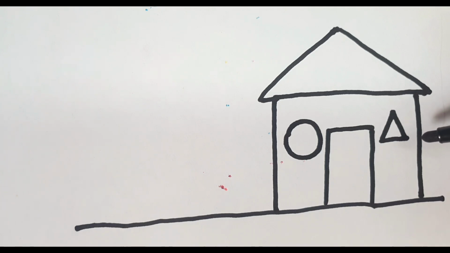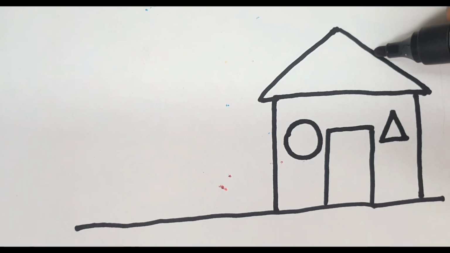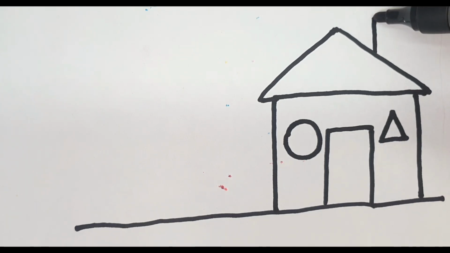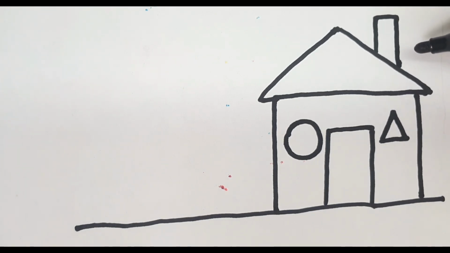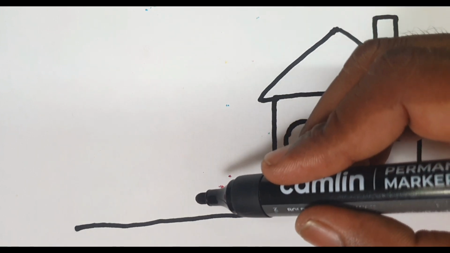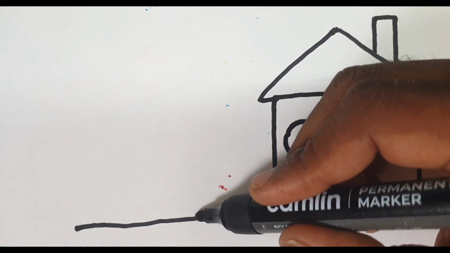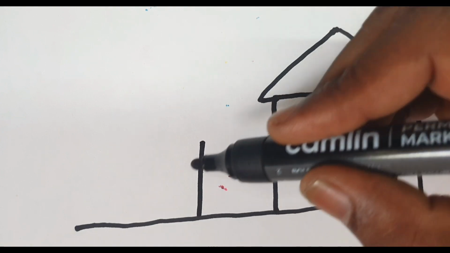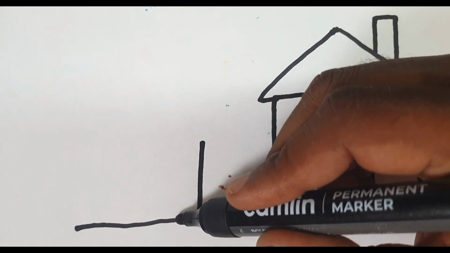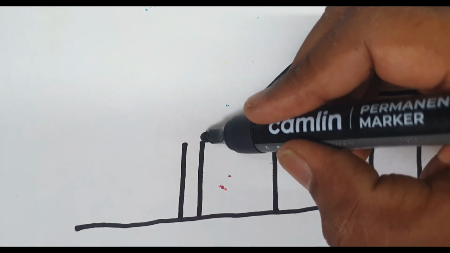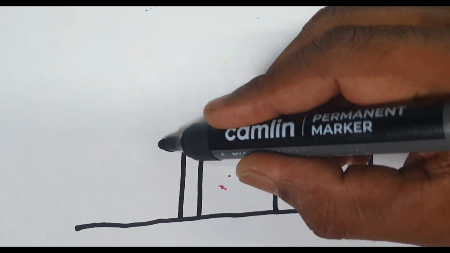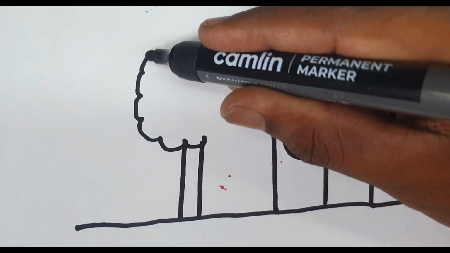Okay, then small this one like this. Okay, our house is ready. Then we draw one tree nearby the house like this and, okay. Then we draw leaf like this.